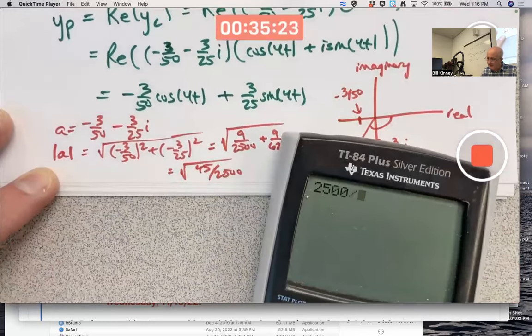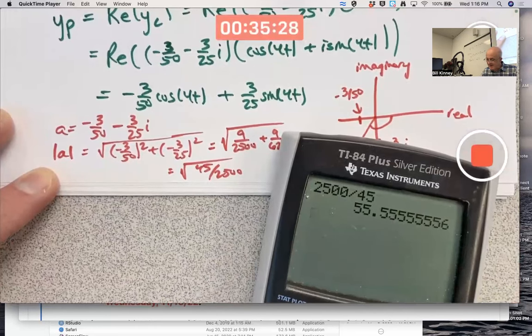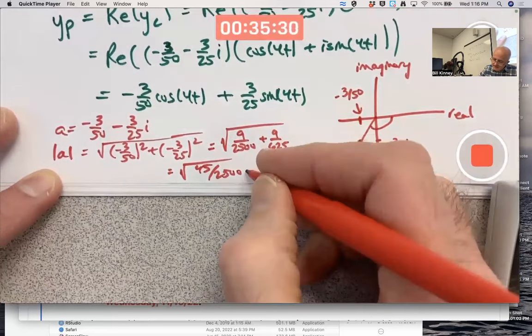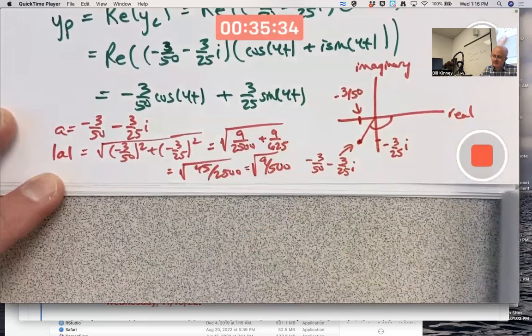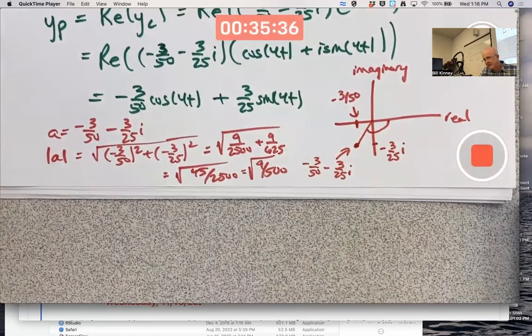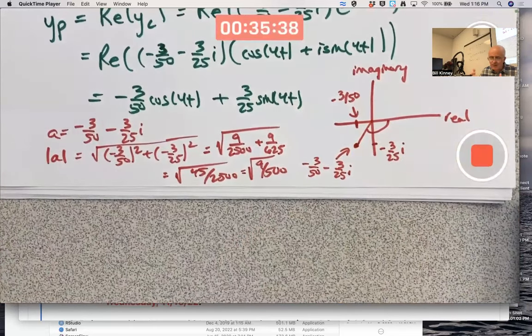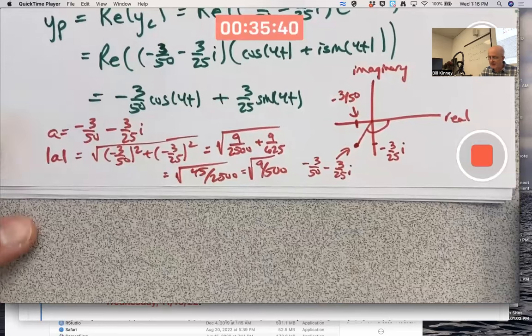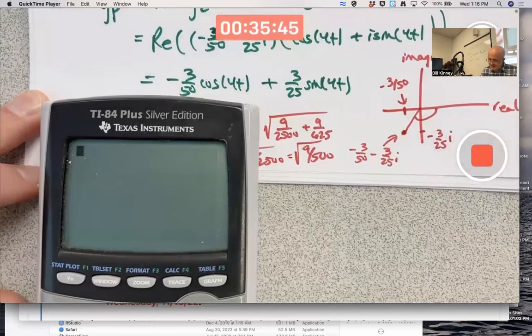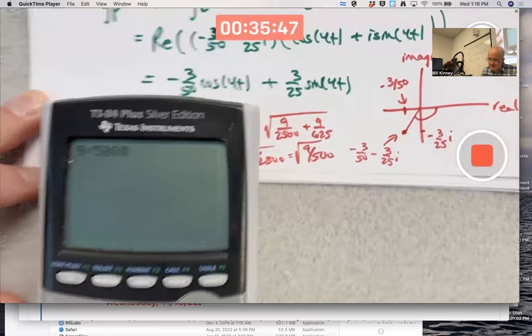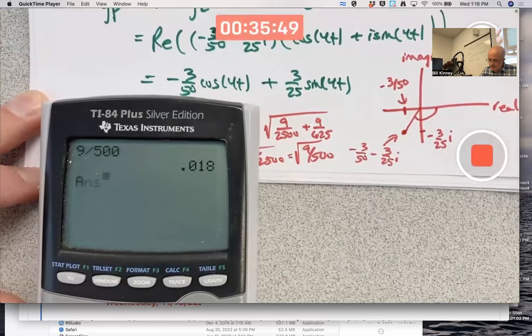That does reduce. They're both divisible by 5. I guess it's going to be square root of 9 over 500, which does simplify. Square root of 9 is 3. You can rationalize the denominator and stuff, but I don't really care about doing that at the moment. Let's just approximate it. 9 over 500, 0.018. Take its square root, you get about 0.134.